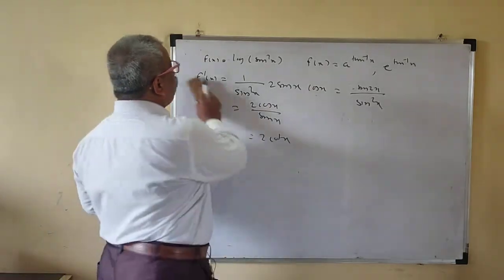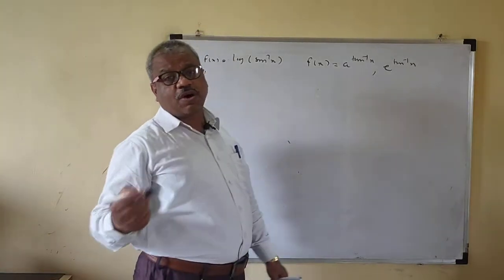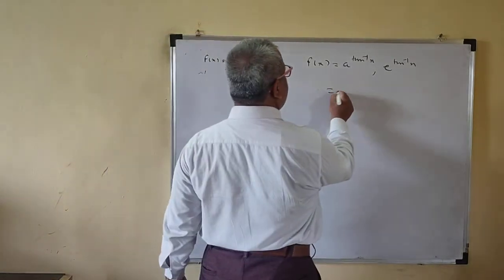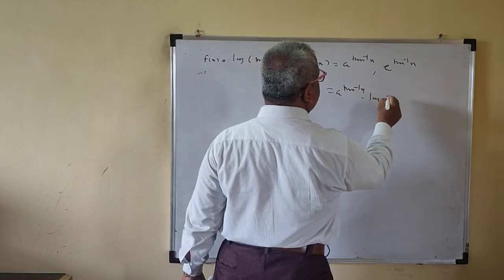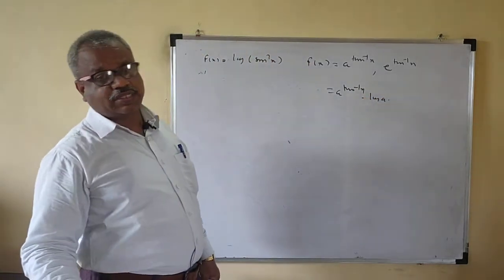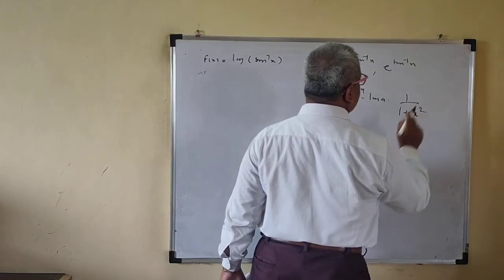Next, a to the power tan inverse x. What is the derivative of a to the power x? a to the power x into log a. So this is a to the power tan inverse x into log a into the derivative of tan inverse x. The derivative of tan inverse x is 1 upon 1 plus x square.